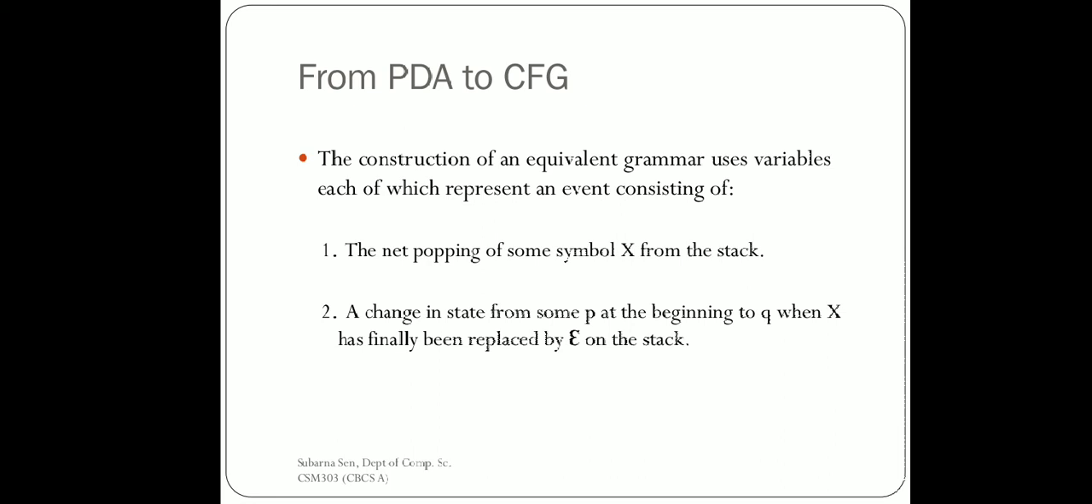So we have to just see what the transitions are if we are popping any symbol from the stack of the PDA, and if it is changing for some input, that is from one state P it is moving to Q, and whether we have already consumed all the symbols of X and it is being replaced by epsilon. We have to follow all these things to construct the corresponding grammar.